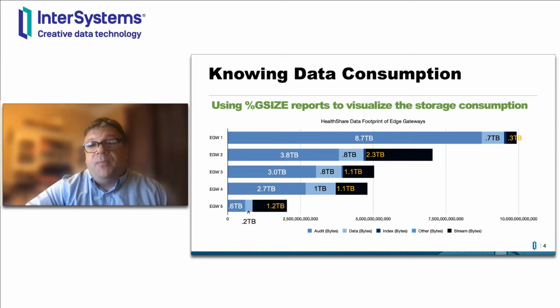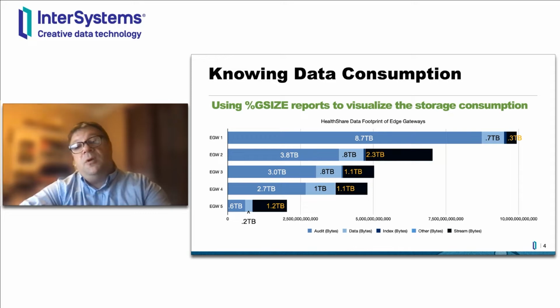But here we have a deployment with 5 Edge gateways, and you can see in the graph here, there's quite a difference in layout from edge to edge, depending on the usage and the data source behavior. Edge 1 is almost a total of 10 terabytes, but of that 10 terabytes, 8.7 terabytes is audit data only, and 700 gig is actual clinical data.